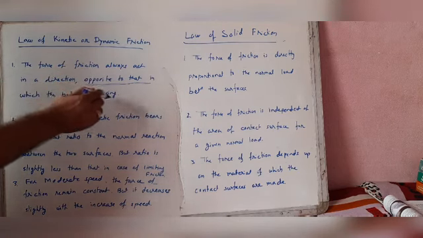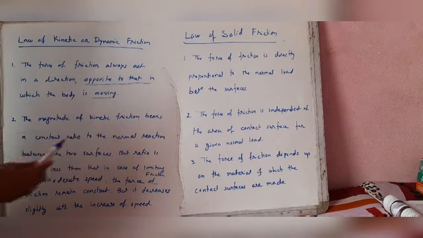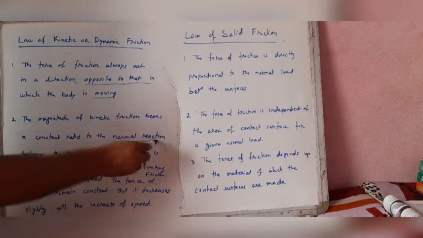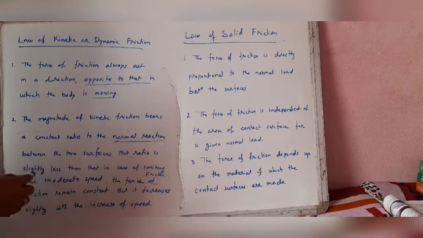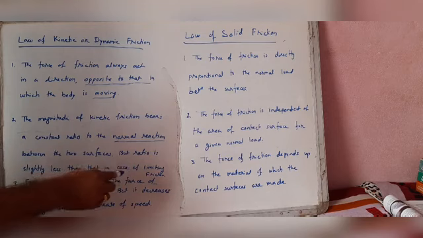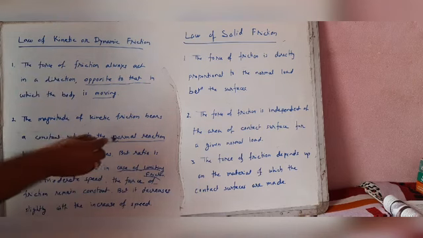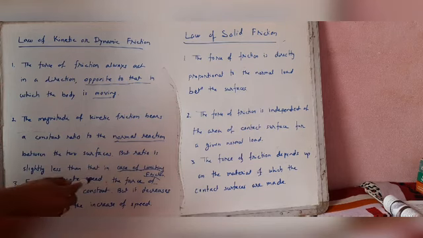ठीक है, जो बॉडी आपका मूव कर रहा है उसके अपोजिट डायरेक्शन में. The magnitude of kinetic friction bears a constant ratio to the normal reaction between the two surfaces. ठीक है, नॉर्मल रिएक्शन दो सरफेसेस के बीच में रहता है. But the ratio is slightly less than that in case of limiting friction. तो लिमिटिंग फ्रिक्शन से आपका काइनेटिक फ्रिक्शन का जो वैल्यू रहेगा वो लेस रहेगा.